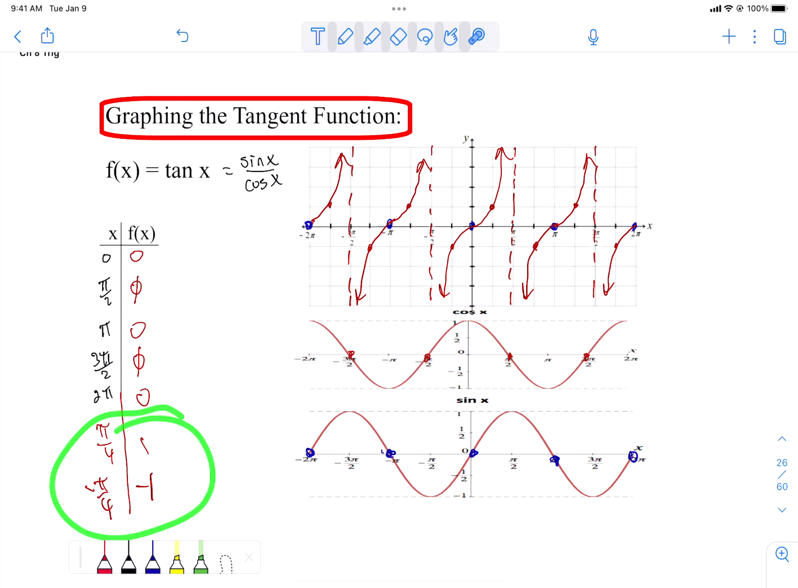Do you need to know the pi over 4? Not really. I mean, if you know that it looks like a cubic and it's going to go up to the right and down to the left, that's going to be helpful. I'll show you what to look at.